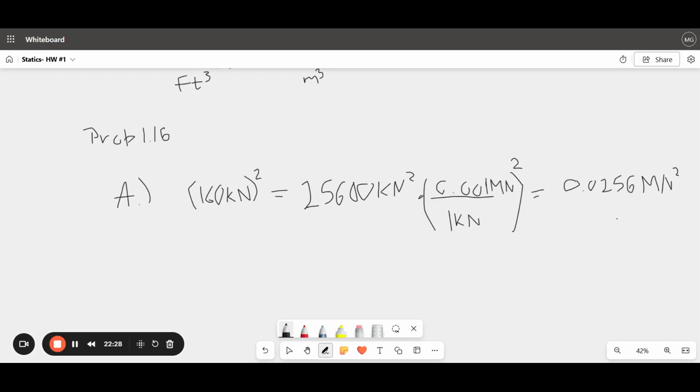Make sure that you're going to have this in 3 significant figures though, so it's actually going to be 2.56 times 10 to the negative 2 meganewtons squared.